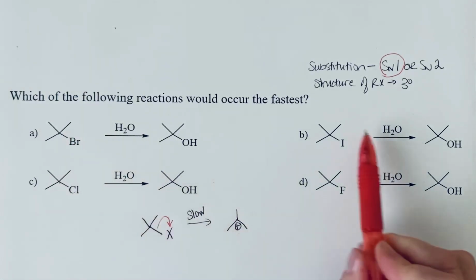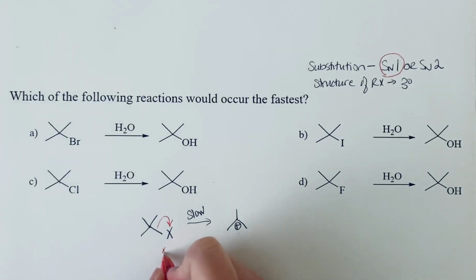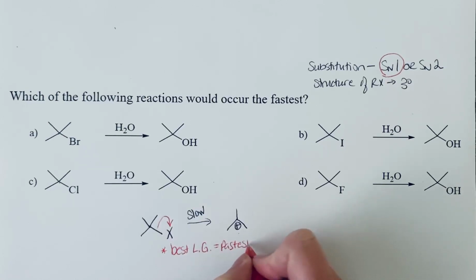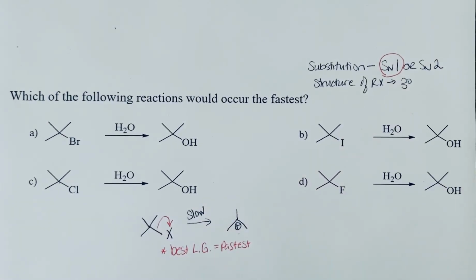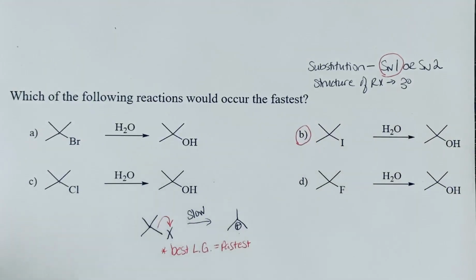So all of these will form the same carbocation. That won't distinguish it. What's different is the identity of the leaving group. So the reaction conditions that have the best leaving group will be the fastest. And the best leaving group is the weakest base. So in comparing the halogens, the weakest base is going to be the largest one. So that would be iodine. All right, so we've answered the question, but for additional practice, I'm going to continue and finish this mechanism.